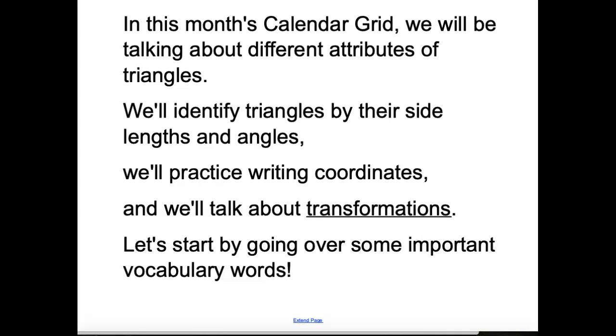Hi friends, in this month's calendar grid, we will be talking about different attributes of triangles. We'll identify triangles by their side lengths and angles. We'll practice writing coordinates, and we'll talk about transformations. Let's start by going over some important vocabulary words.